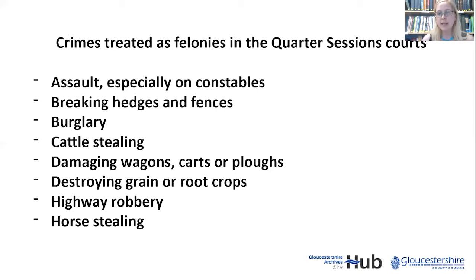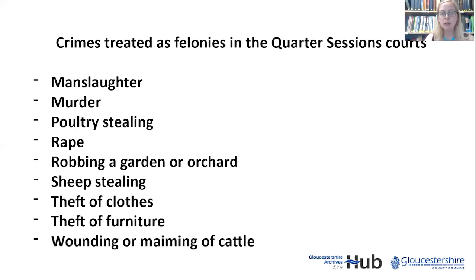Some crimes were treated as felonies in the Quarter Sessions courts. Assault, especially on constables, breaking hedges and fences, burglary, stealing cattle, damaging wagons, carts or ploughs, destroying grain or root crops, highway robbery, horse stealing, manslaughter, murder, poultry stealing, rape, robbing a garden or orchard, sheep stealing, theft of clothes, theft of furniture, or wounding or maiming of cattle. And I must say this is in alphabetical order, so I'm not saying that the things on the previous slide are more important than murder and manslaughter, for example.